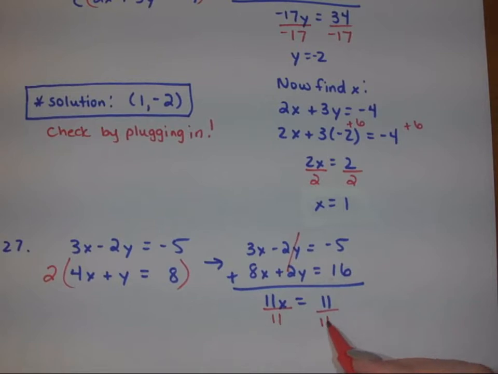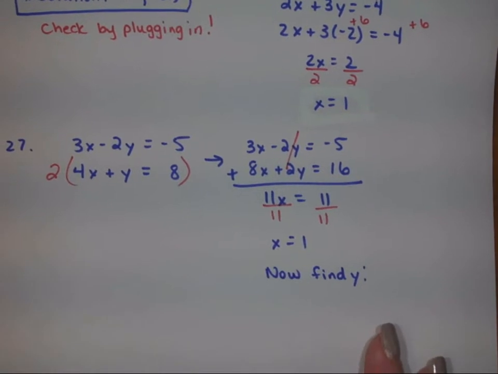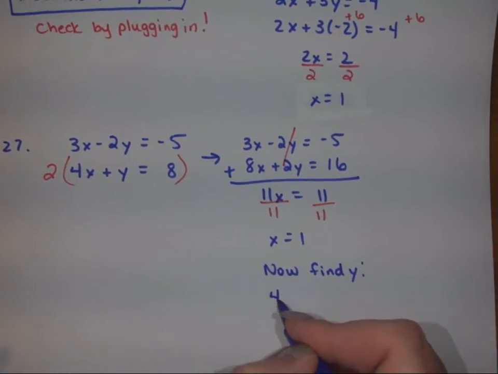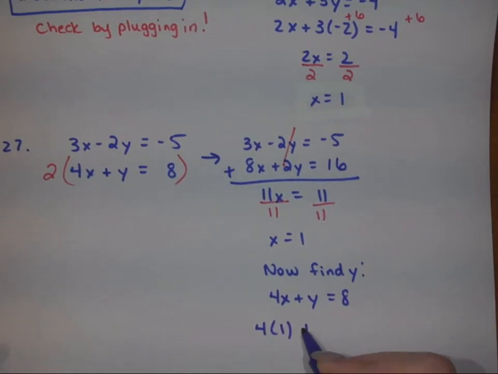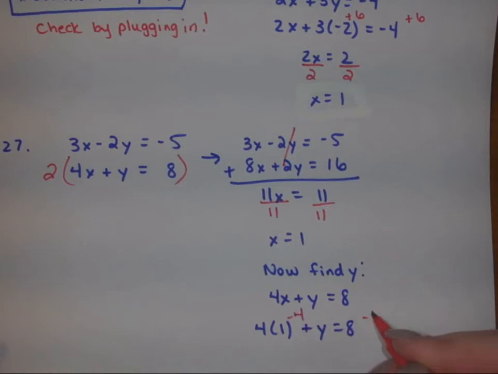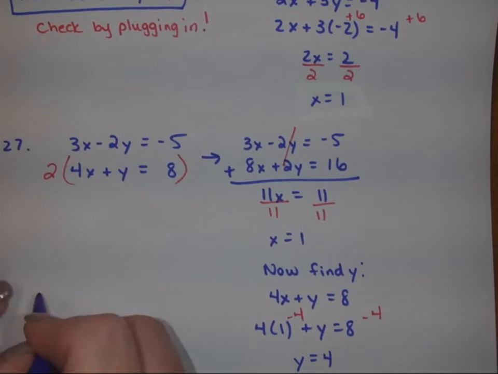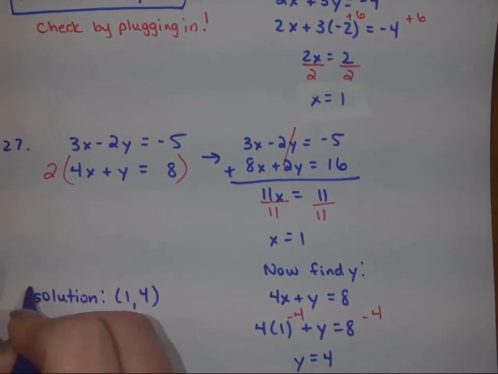And then divide by 11. So x is 1. So don't stop here, right? We have 2 parts we need to find, so let's find the other one. So now let's find y. And again, it doesn't matter which equation you use, just pick one of them. So I'm going to take the second equation because I think y looks pretty simple here. So it's going to be 4 times 1 plus y equals 8. Subtract the 4 from both sides, so it looks like y is 4. So the solution then that can be checked by plugging the numbers back in is 1, 4.